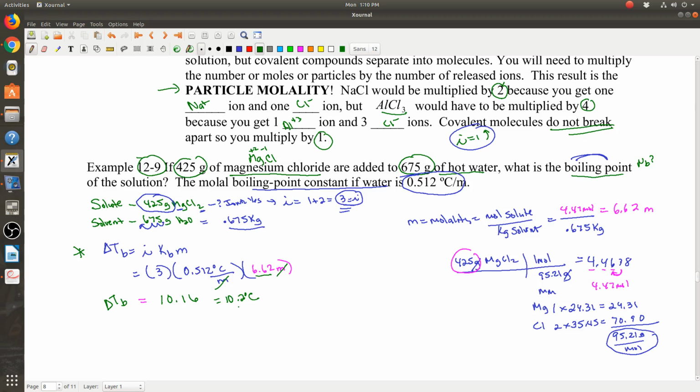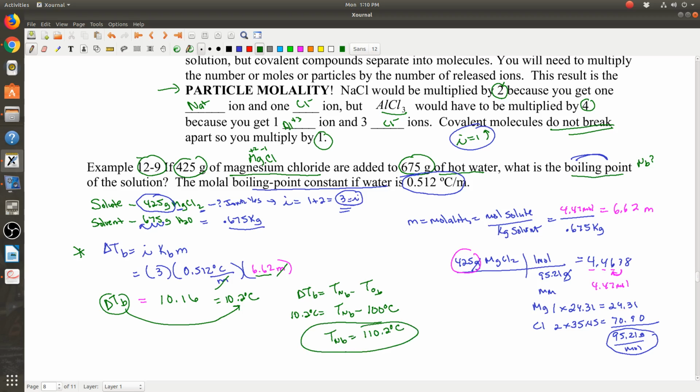Now that I have the change in the boiling point, I can figure out the new boiling point. So I have to use the second formula. Delta T sub B is the new boiling point minus the original boiling point. So I use this. This is equal to 10.2, so I use it here. 10.2 degrees Celsius is the change. Okay, what's the original boiling point of water? You shouldn't have to look this one up. The original boiling point of water is 100 degrees Celsius. So I add 100 to both sides, so that the new boiling point is 110.2 degrees Celsius.